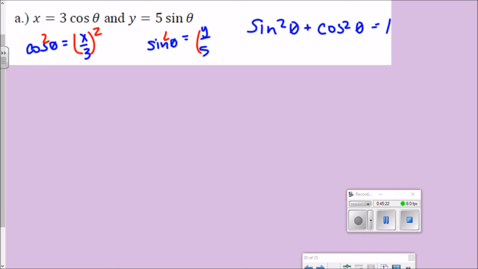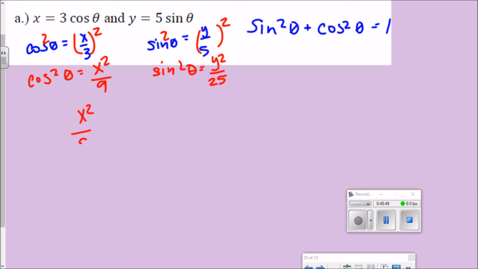Remember, you have to square the whole thing whenever you want to do that. So now I'm going to have cosine squared theta is equal to x squared over 9, and sine squared theta is equal to y squared over 25. Hey, this kind of looks like an ellipse with your center at 0, 0. So I'm going to add them together and see what happens.